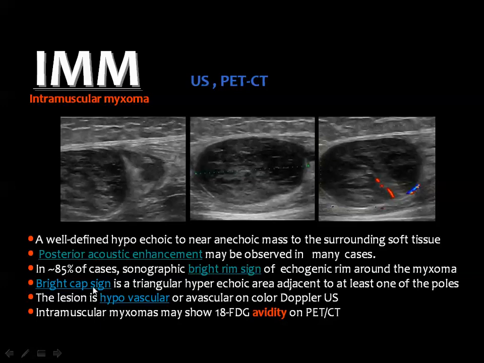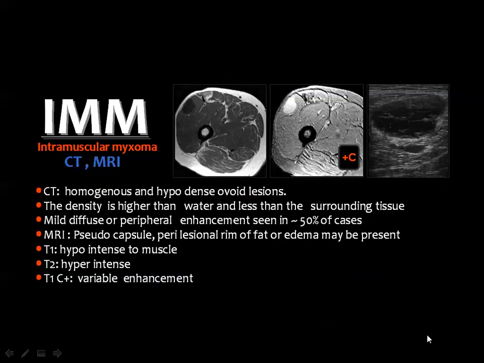The bright cap sign is a triangular hyperechoic area adjacent to at least one of the poles of the lesion. The lesion is hypovascular or even avascular, but if you have a PET scan, it will show significant metabolic activity. And this is an example by ultrasound, MRI T1, and MRI with contrast. You see a homogeneous hypodense lesion.